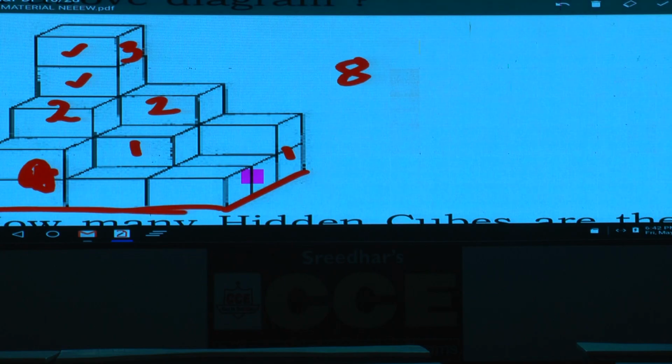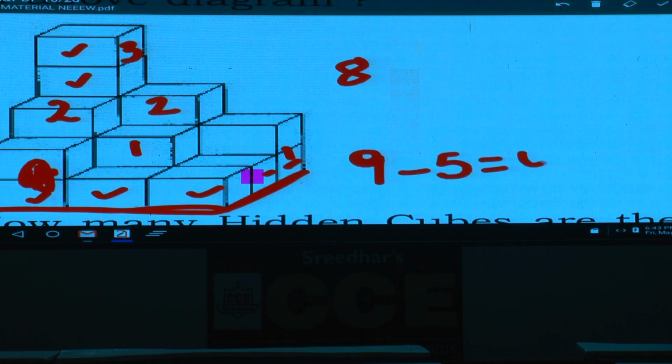Then coming to this bottom. Now in this bottom 3 into 3, 9. Out of which how many are visible? 1, 2, 3, 4, 5 are visible. And the remaining 9 minus 5, 4 are invisible. Among these 4, now we need to count how many were already counted. Now in this block we have taken once, in this block we have taken once, in this block we have taken once, in this block we have taken once. Hence these 4 were already counted, hence 4 minus 4, 0, hence 8 is the answer.